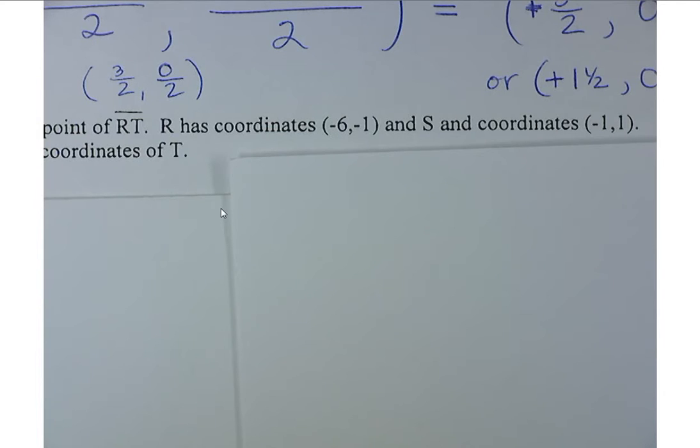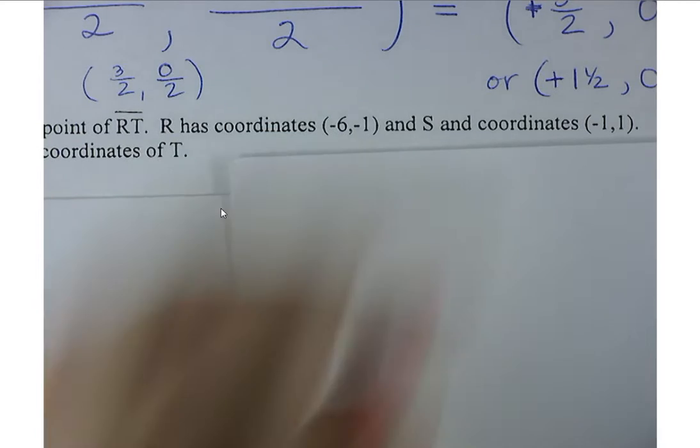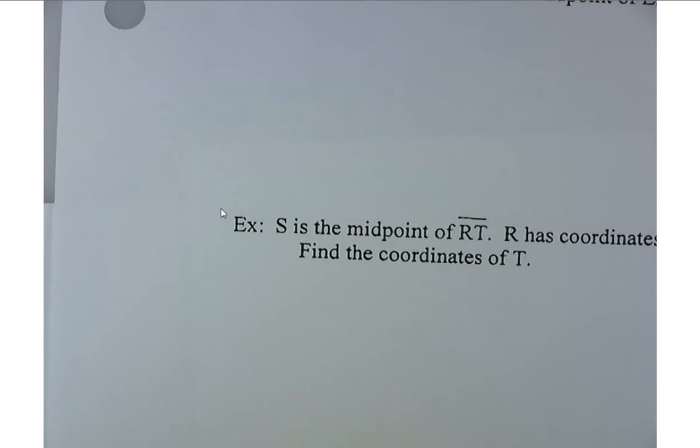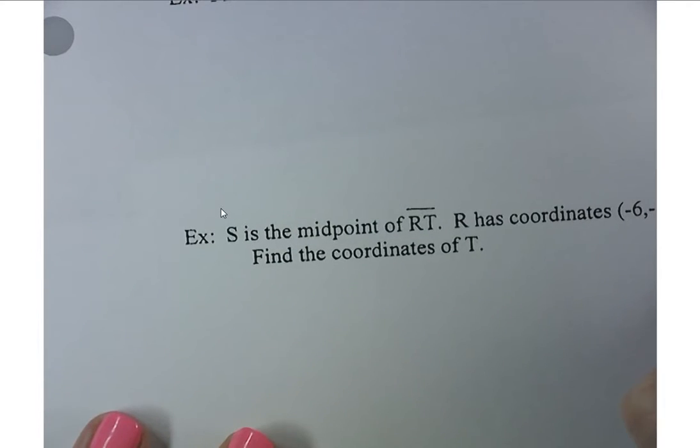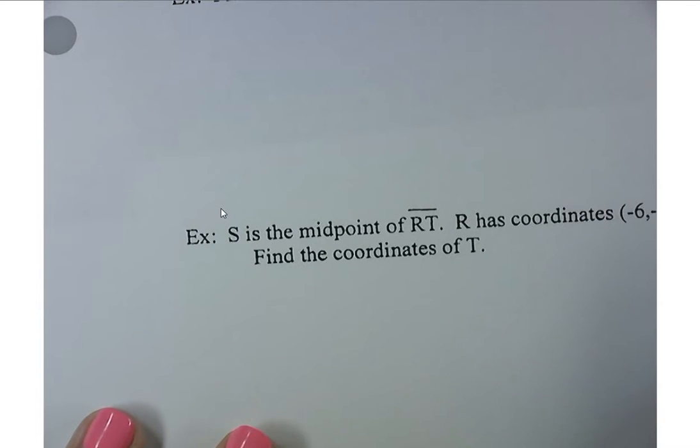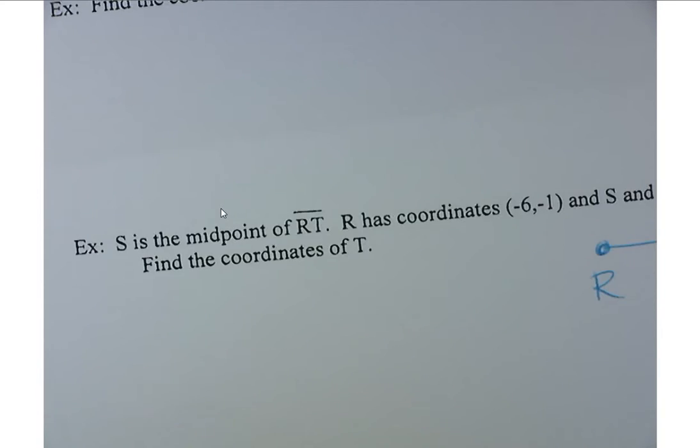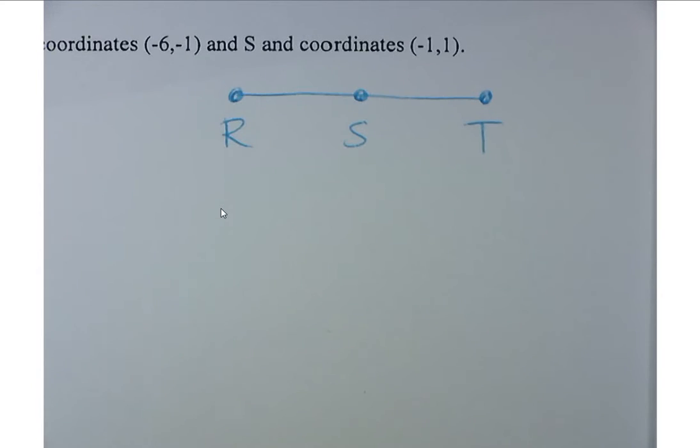Okay, so first we're going to draw our picture. It says S is the midpoint of the segment RT. So when you draw this, Aiden, tell me what order my points are going to go in. R, S, T. Okay, R, S, and T. So your picture should look similar to mine.